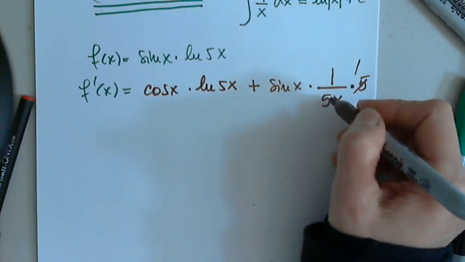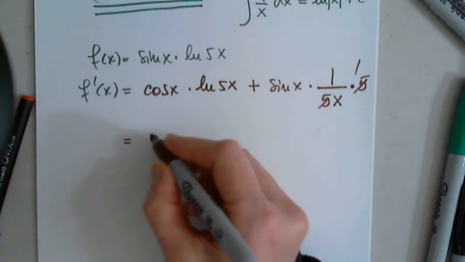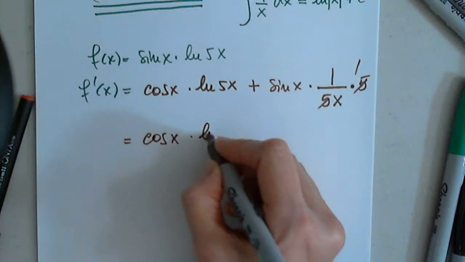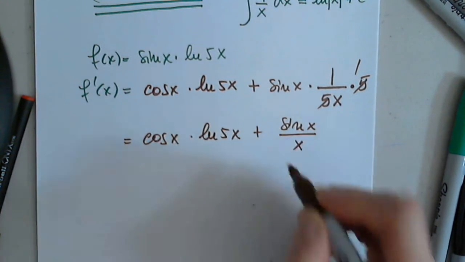Thank you very much. This will go away. So then the final answer, I cannot do anything else but just rewrite it: cosine x times natural log 5x plus sine x over x. Done.